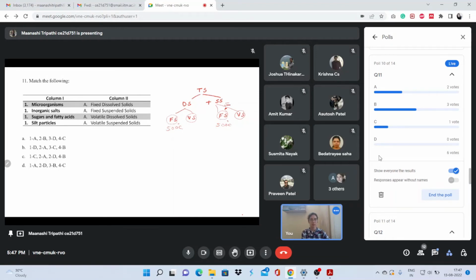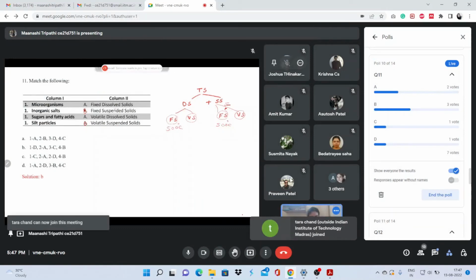Okay, so I think those of you who always answer have already answered, so we'll see the solution. So the solution is B. See, first of all we will divide it into suspended and dissolved. So starting from the fourth, silt particle. Silt particle means it is dust and all, so you can see these particles. So first of all it's fixed that it is suspended. It's not dissolved, it's suspended, so either B or D.